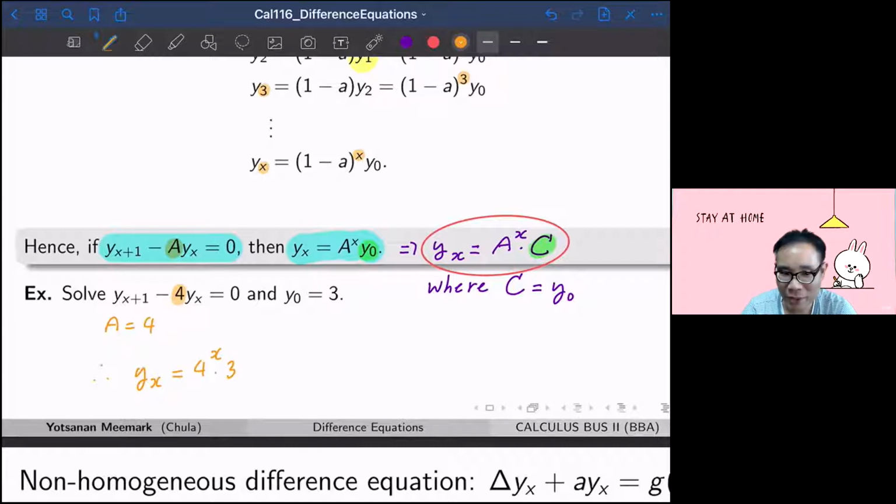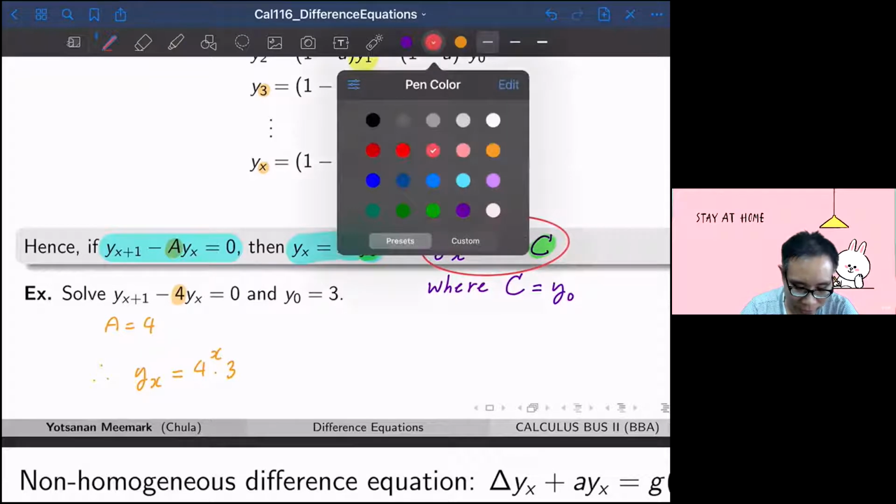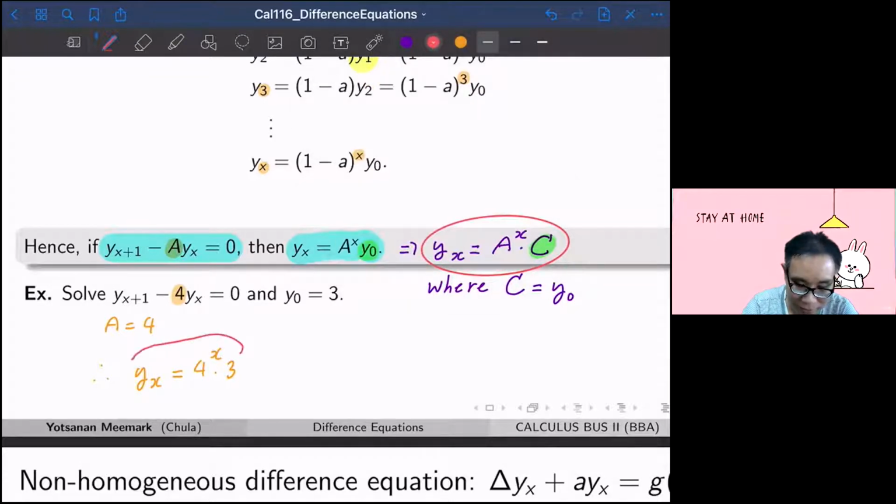We don't need to differentiate, we don't need to integrate. We don't need to do anything much. So it's going to be just y(x) equal to 4 to the x times 3. This one will be the final answer. Like I said, it turned out to be simple.